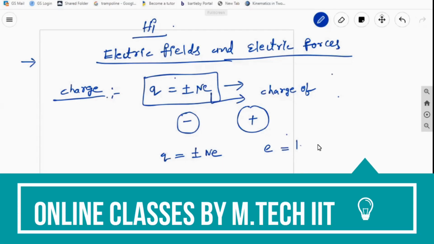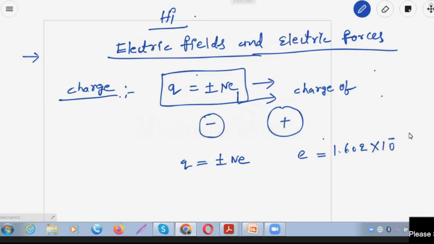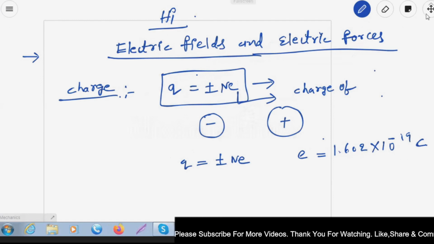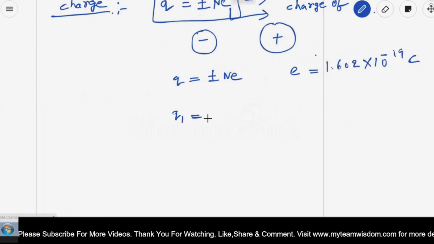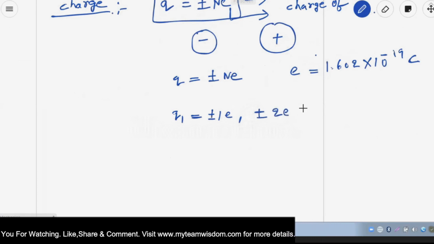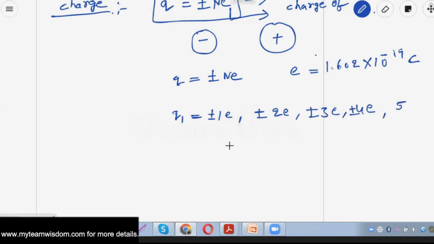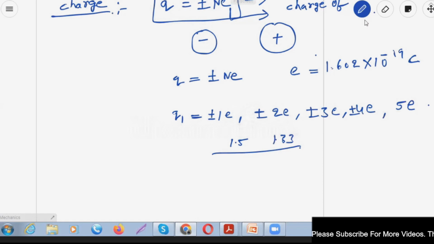E is the electron charge, 1.602 times 10 power minus 19 coulombs. Charge will exist like, let us say, Q1 is equal to plus or minus 1e, or plus or minus 2e, or plus or minus 3e, or plus or minus 4e, or 5e, like that, but it will not be like 1.5 or 1.33. So charge is always quantized.